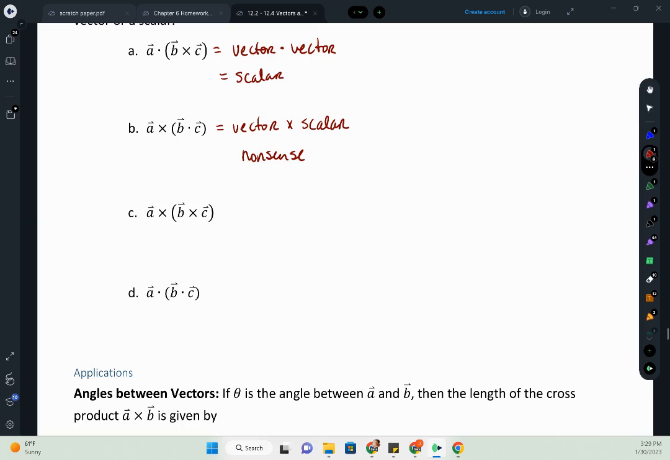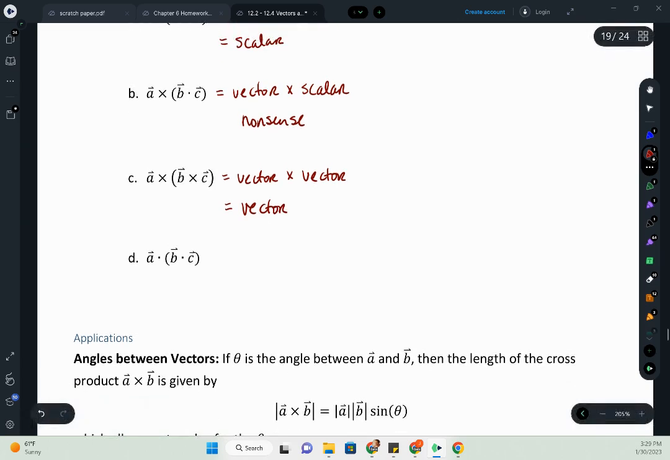The next one is A cross, and now our parentheses are around another cross product. The cross product in the parentheses would give us a vector. So we have a vector crossed with a vector. And that's totally doable. And by definition, we need 2 vectors to get a cross product. The result of 2 vectors being in a cross product is a vector. A dot, and now again we have our parentheses around B dot C. Well, B dot C is a scalar, and so this is saying take a vector and dot it with a scalar. But we can't do that. In order to do a dot product, you need 2 vectors, and so this is nonsense. No meaning, can't do anything with it.